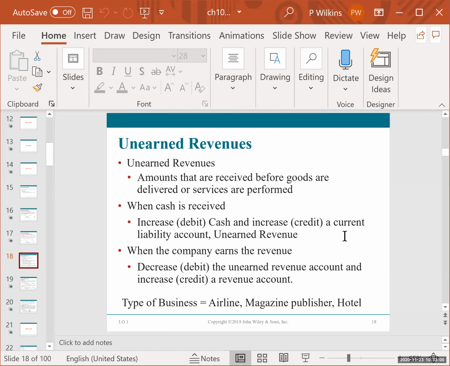So when we earn the money, when we actually provide the service or provide the product, then we have to do an adjusting entry in order to recognize how much we've earned. We're going to debit the unearned revenue account, which will make that number go down, and then credit the actual revenue account, which will make that number go up. So we move the money over from being unearned to being actually earned.